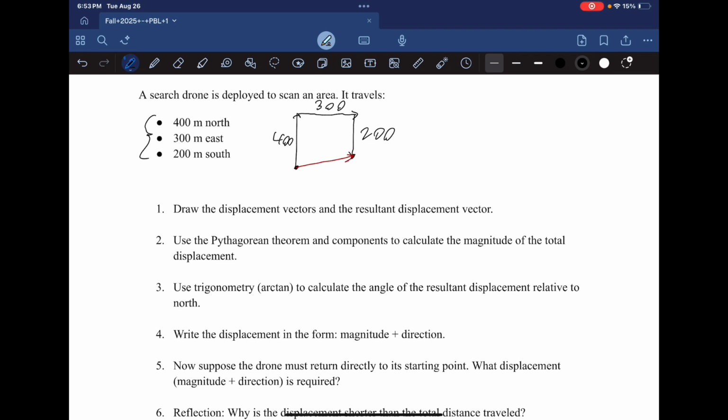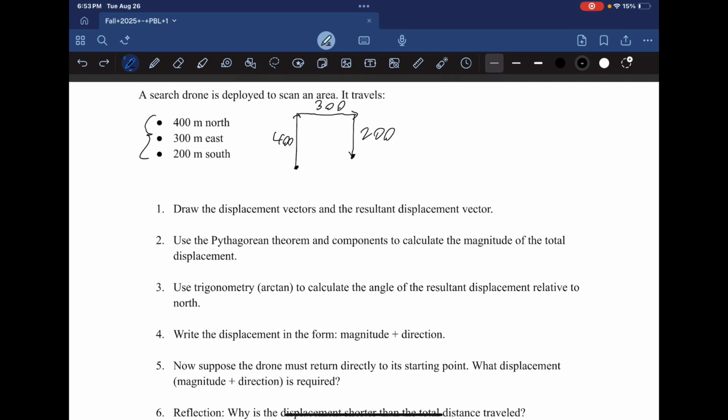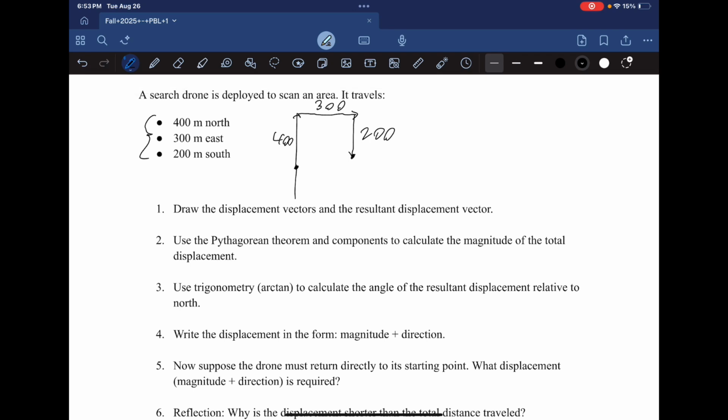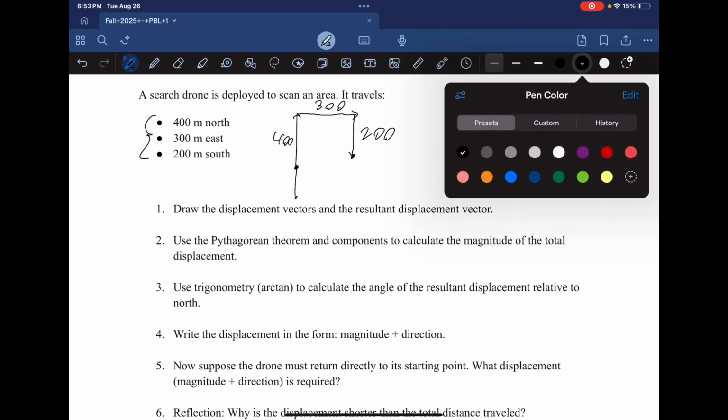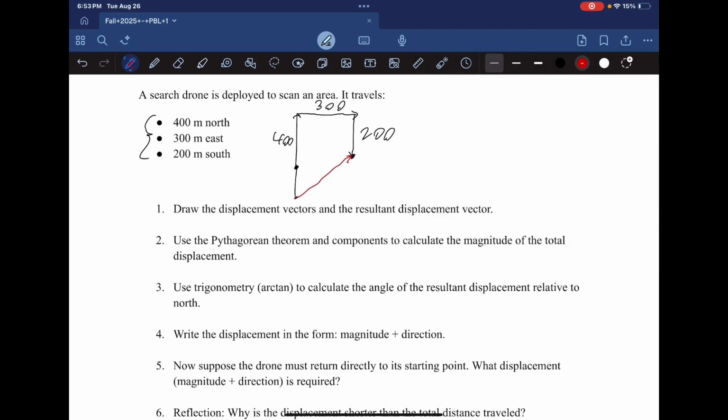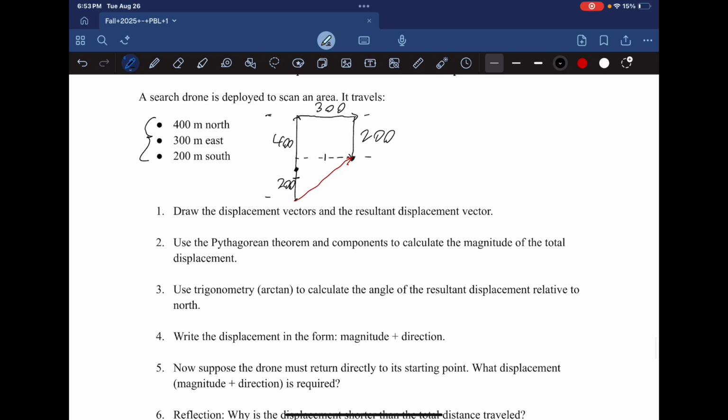Now it wants us to use the Pythagorean theorem and components to calculate the magnitude of the total displacement. So we can draw a line. I'm actually going to get rid of our vector. I'm going to make this a little longer because this should be twice 200. So our vector would be here. So we can draw an imaginary point here where we realize, okay, since this whole distance here is 400, but we know that half of it is 200, this portion right here is 200 meters. And then we know that this portion right here is 300 meters.